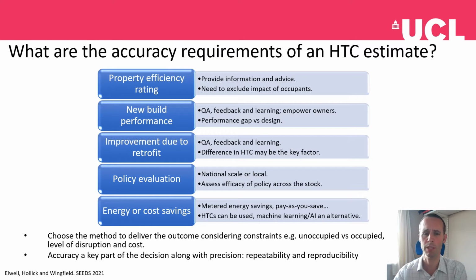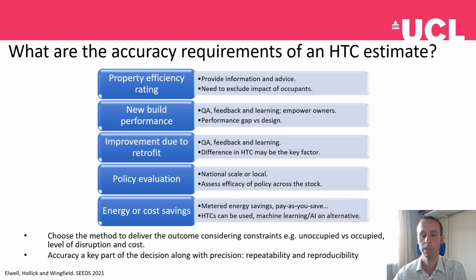Taking just a few examples of these, if you wanted to assess new build performance, perhaps you might like to do that before people have moved in to assess the performance gap versus design, and you might use an unoccupied test for that. Whereas if you're looking at the improvement due to a retrofit, it's likely that there might be occupants in there, and you might only be looking for a difference. You might not be looking for an absolute HTC, but rather the difference between them.